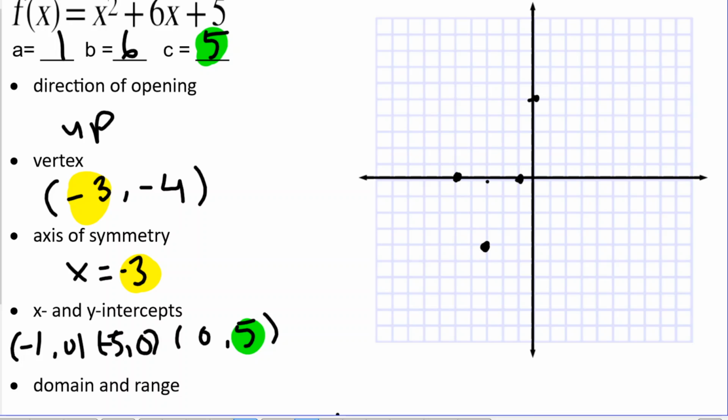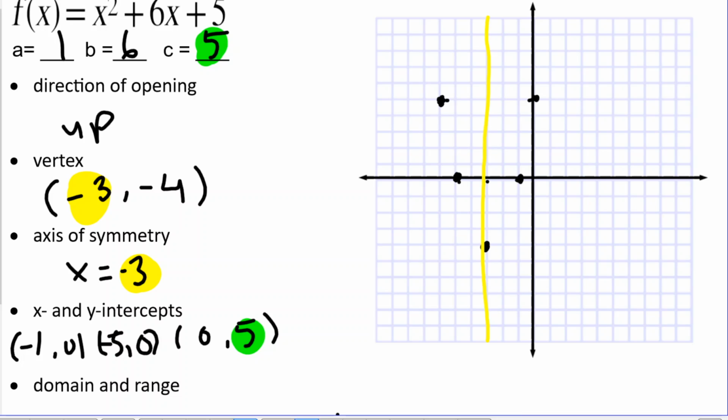Right? And because of symmetry, if I wanted, I could also plot a point here, right? 1 over and 5 up from that point on the left, because it needs to be the same on both sides of that vertex. Our axis of symmetry runs right through the middle here. Everything on the left side should be a reflection of everything on the right side. It's never going to be a lopsided function.